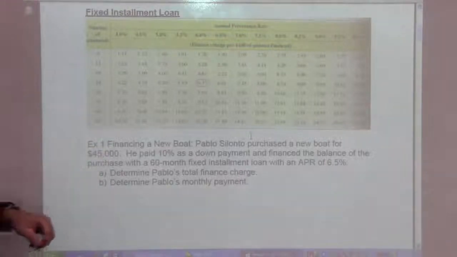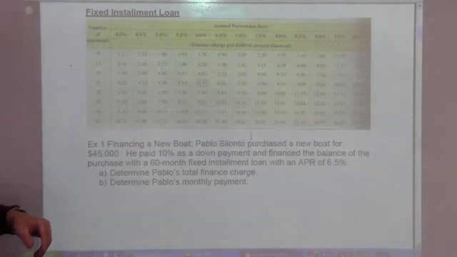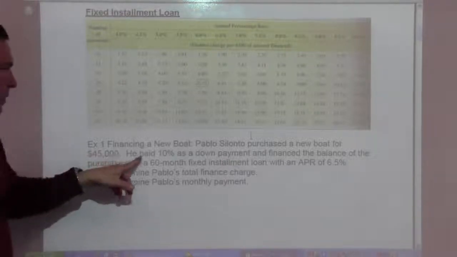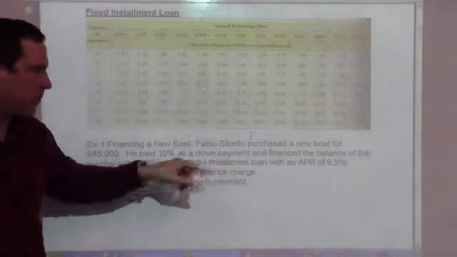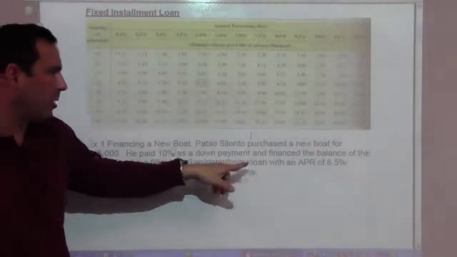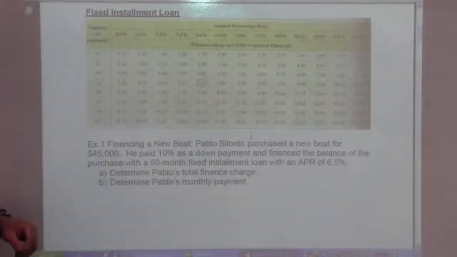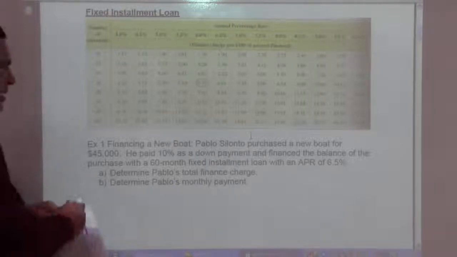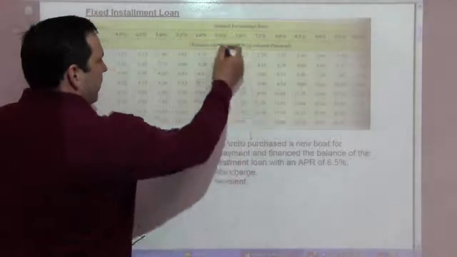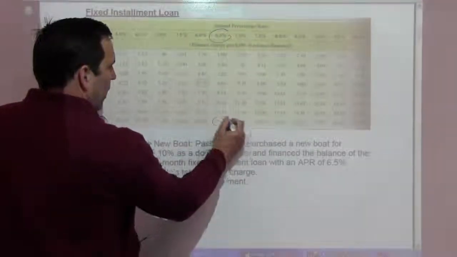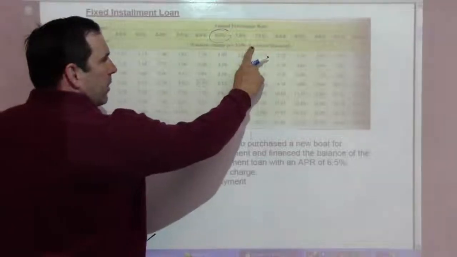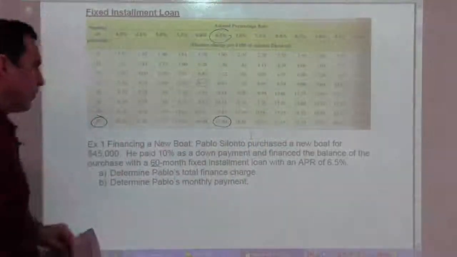So for example 1, it says financing a new boat. Pablo Salanto purchased a new boat for $45,000. He paid 10% as a down payment and financed the balance of the purchase with a 60-month fixed installment loan with an APR of 6.5%. So we're looking at 60 months at 6.5%. So this is the number we're going to be looking at. Now, what is this number? This is the finance charge per $100 of amount financed.